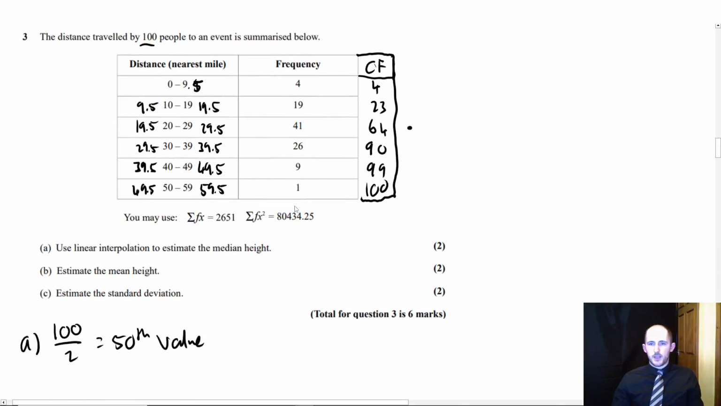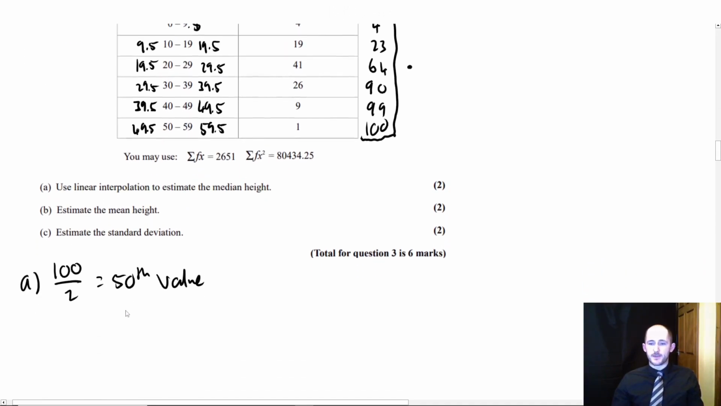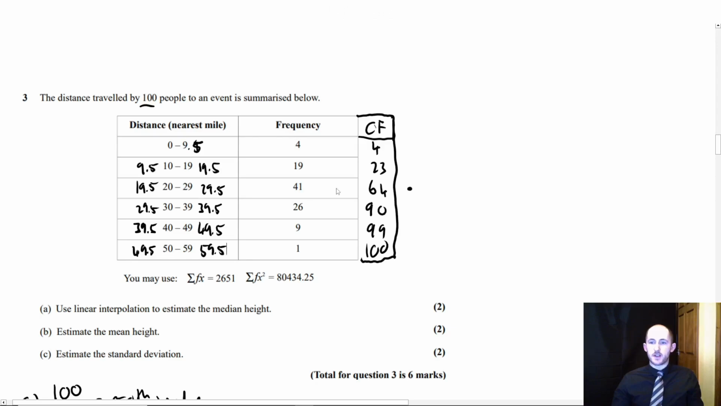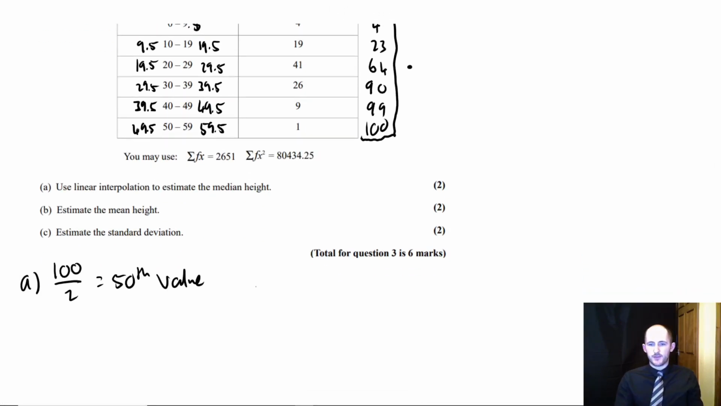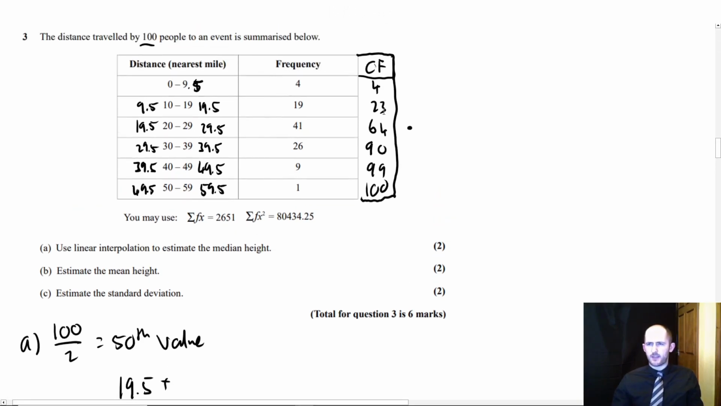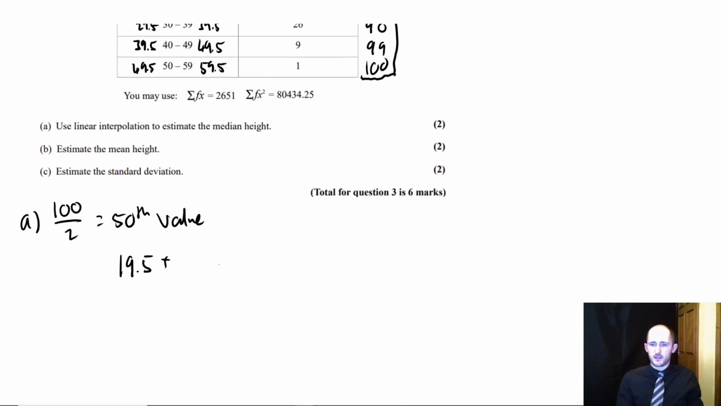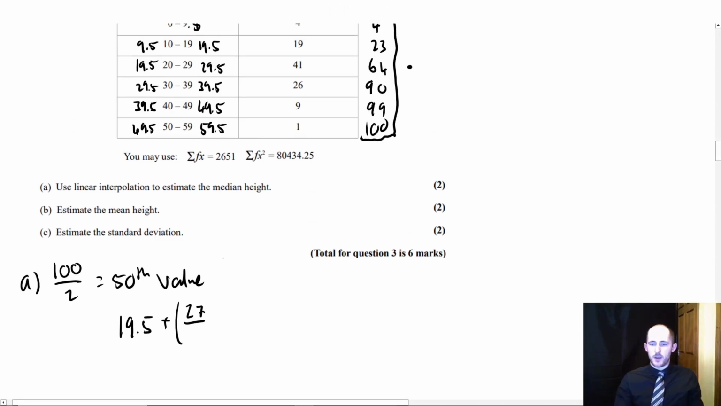Okay. Now you might see why I actually spotted this right away. Well, not right away, but when I did this, because again, the 50th value is in this class. The first part of the linear interpolation formula is taking the lower class boundary. It ain't 20, it's 19.5. Then you plus how many we had left. So we got up to 23, we want to get to 50, so that's 27 left over. And the frequency inside that class is 41. And you times that by the class width, so 29.5 minus 19.5, which is 10.